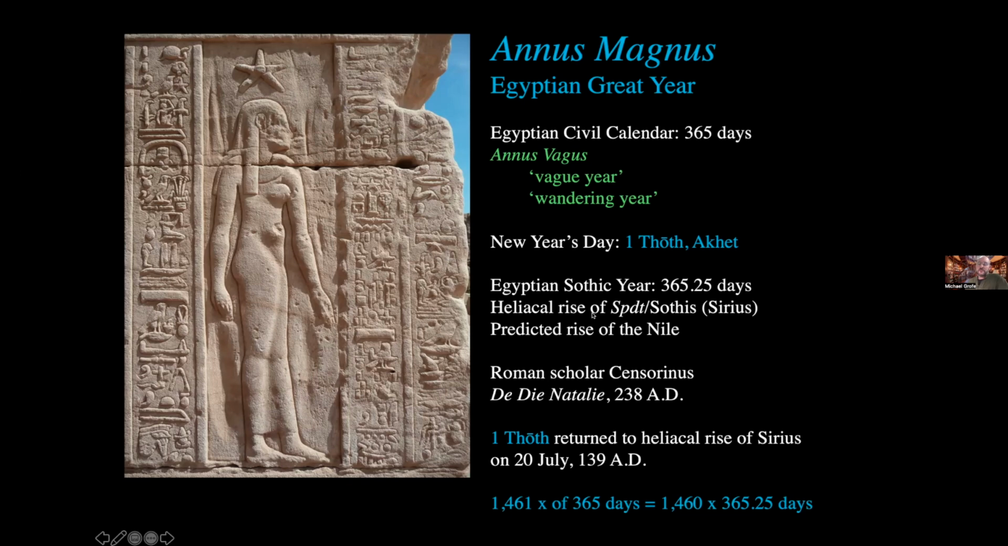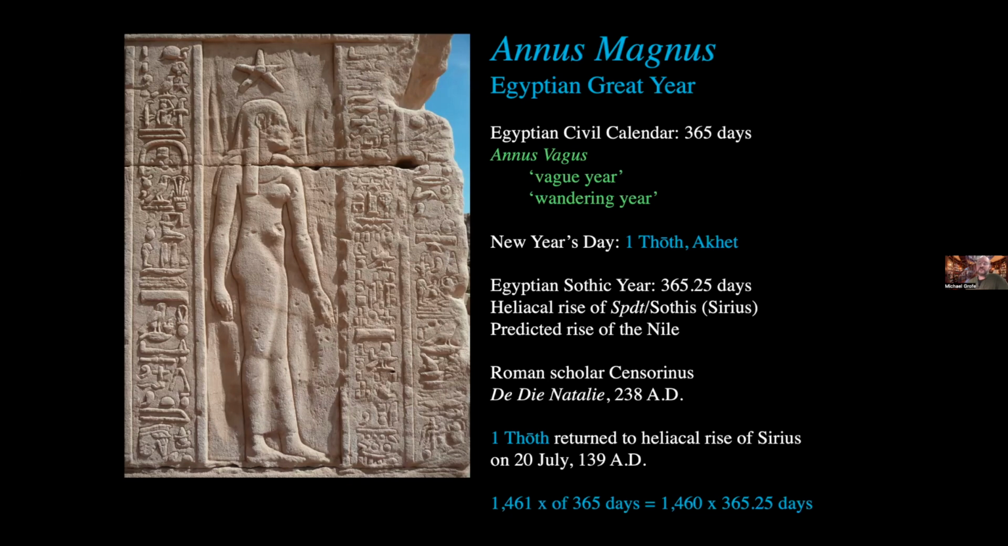The Romans, it was Censorinus actually in 238 AD, who wrote a book called De Die Natali. I'm not exactly sure of the Latin pronunciation. De Die Natali, or having to do with the natal year, it's called. And he was explaining this about the Egyptian calendar, which lacked a leap year. And he called it the Annus Vagus, or the vague year, or the wandering year, because it consistently fell backwards one day every 4 years from the actual seasonal year and the sidereal year, which was the rising of Sirius in this case.